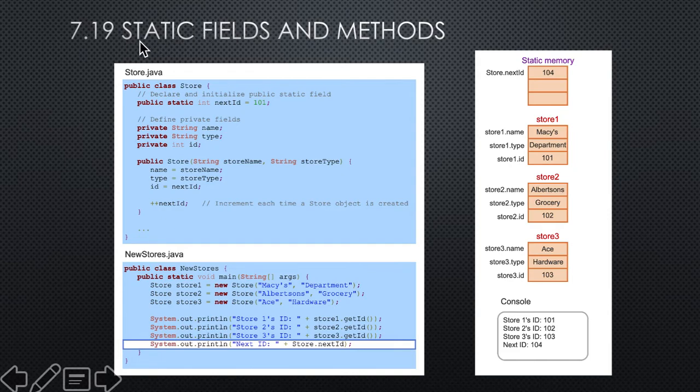Here we have static field and method. Basically, the static field indicates the variable is allocated in memory only once during the program execution. Right. So in this case, we have the static memory here, followed by the print-out statement and it's been referenced. And towards the last, the next ID is 104, 101, 102, 103, and 104.